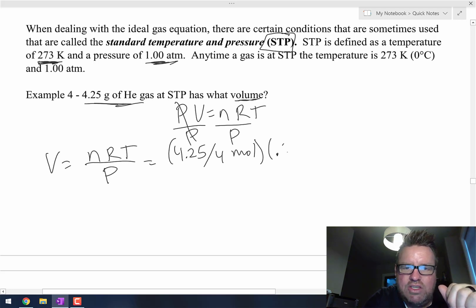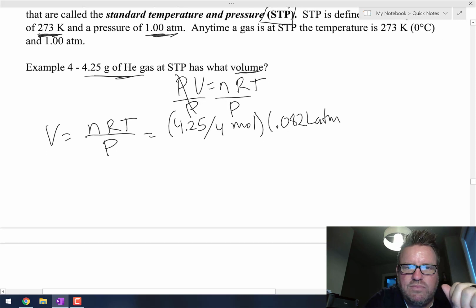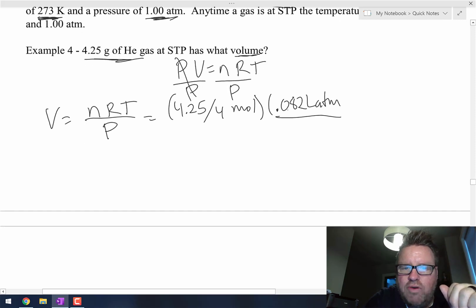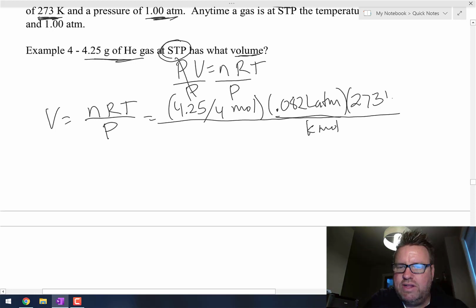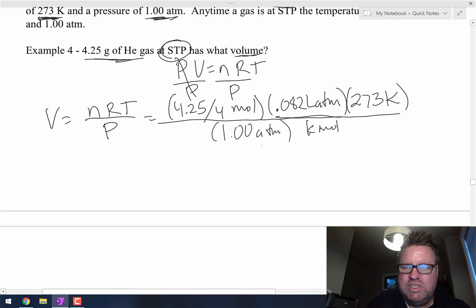And then R is 0.082 liters atmospheres per Kelvin mole. And then the temperature, no, it doesn't give us a temperature, except it does. It's at STP, standard temperature, 273 Kelvin, and the pressure is 1 atmosphere.